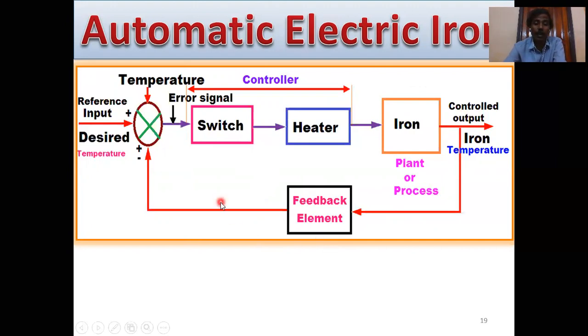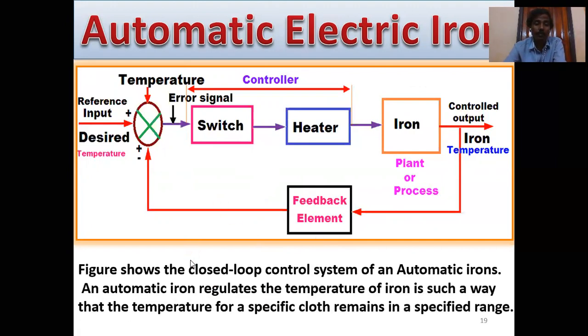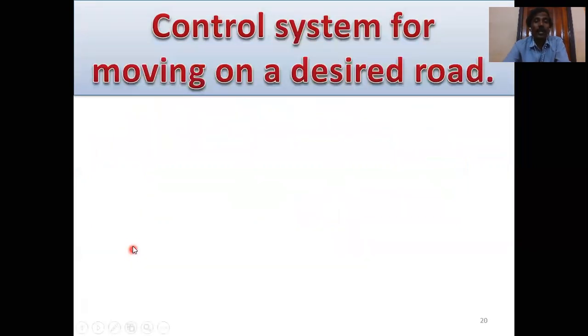Feedback may be positive, may be negative. The figure shows the closed loop control system of an automatic iron. An automatic iron regulates its temperature in such a way that the temperature for a specific cloth remains in a specified range. So this is the automatic electric iron working principle, or block diagram operation.